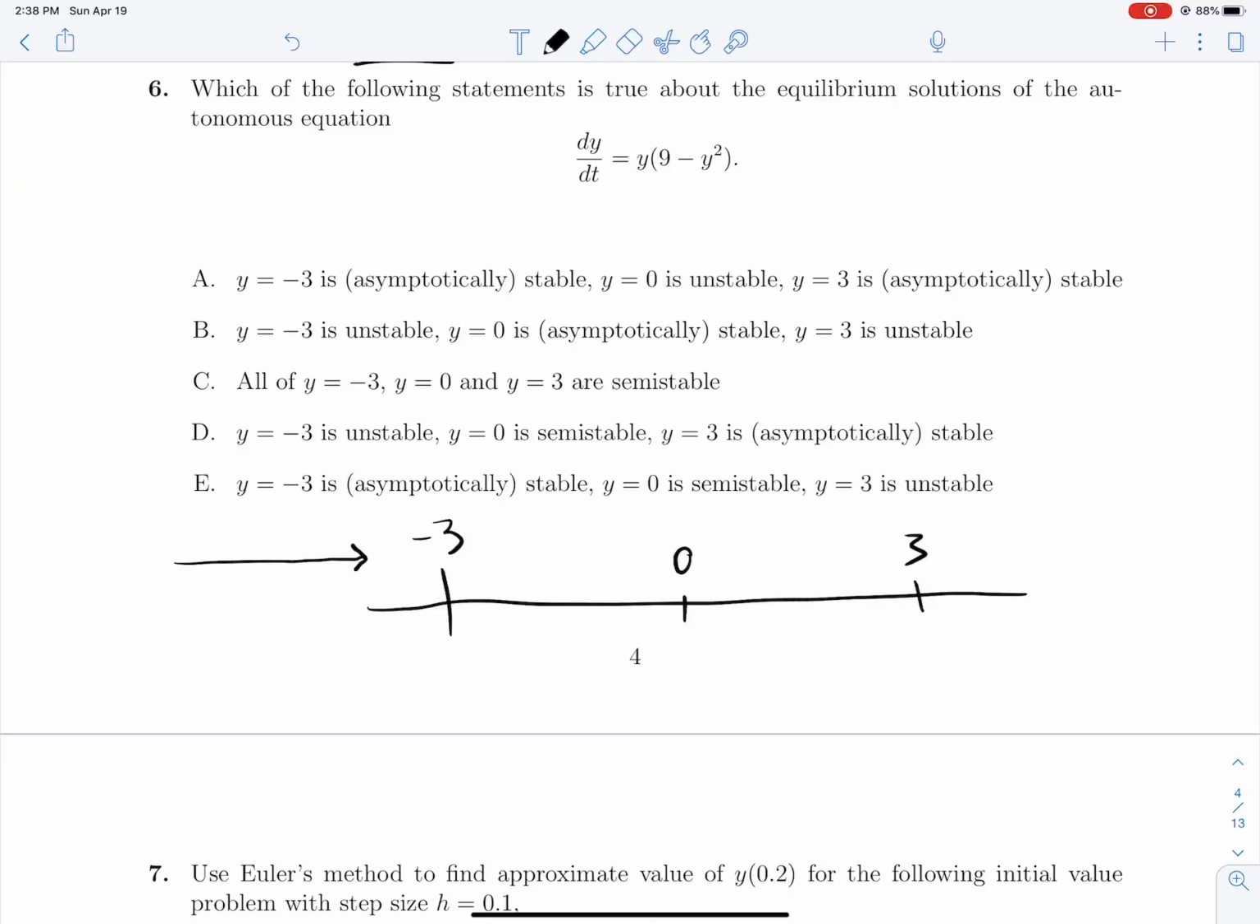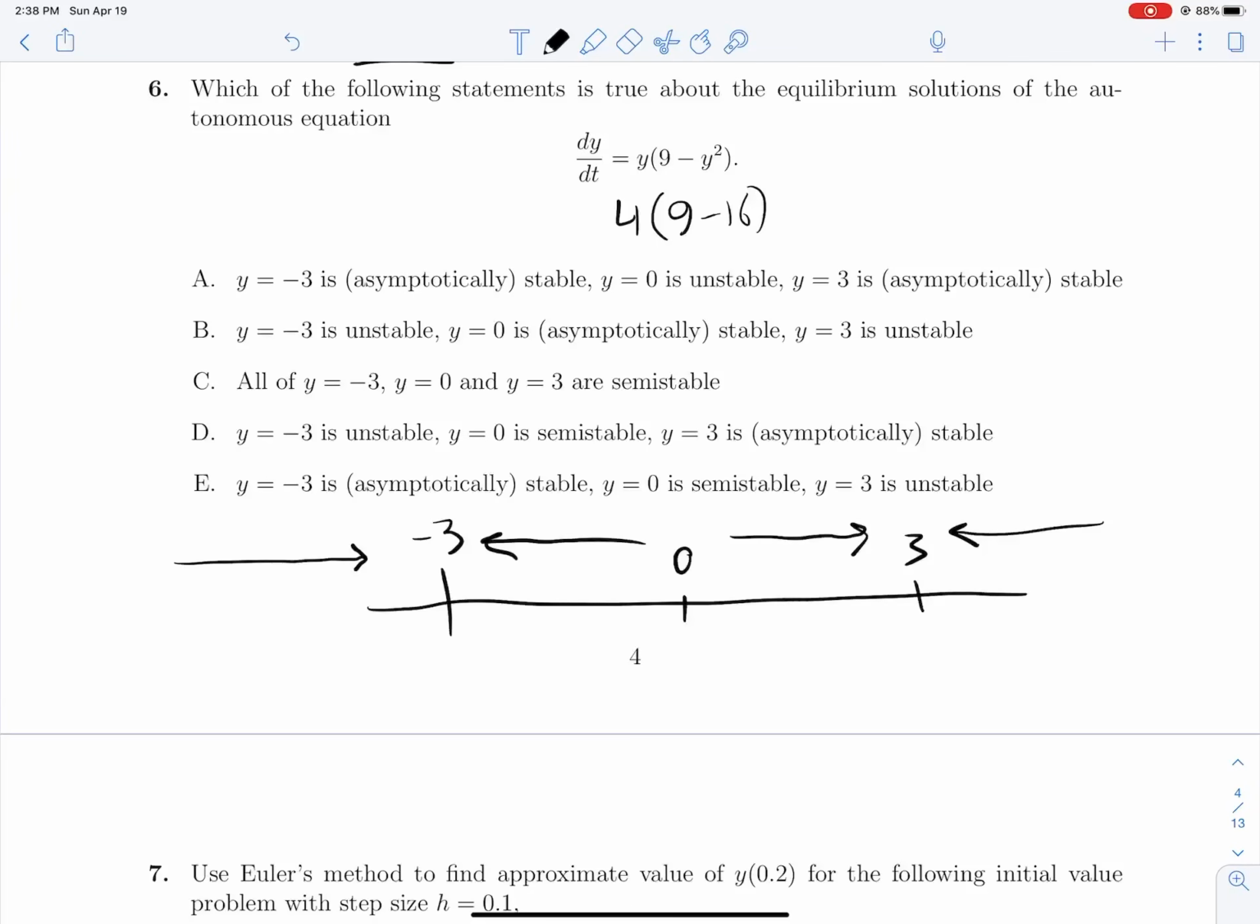Let's see, what about y is equal to -1? For that, we can see that our dy/dt will be -1 times 9 minus 1, which gives us a negative derivative. For y is equal to 1, we will get 1 times 9 minus 1, that's a positive derivative. And for y greater than 3, we would get like 4 times 9 minus 16, so that's another negative right there.